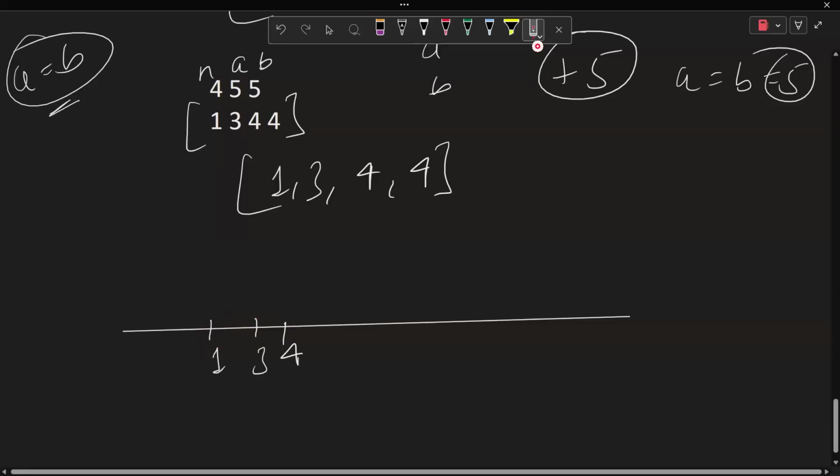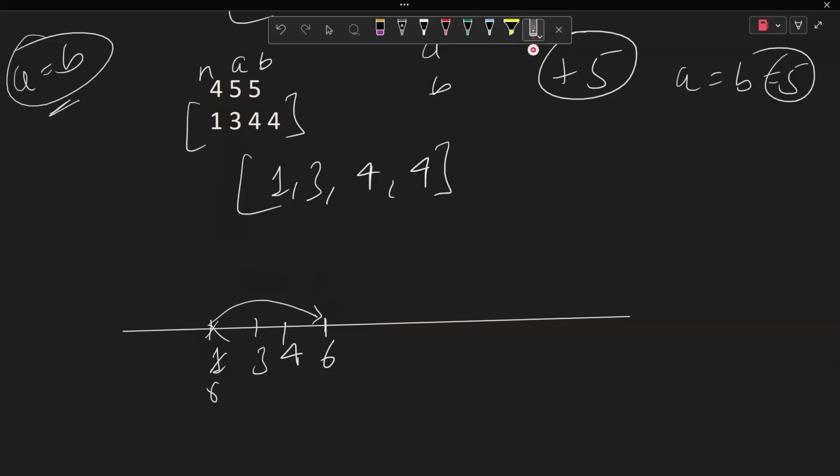Now, how can I reduce this range? Here my range was 3. If I do a plus 5 on the 1 and make it 6, I can make it jump to 6 somewhere here, and that would be cancelled. So now my range would be 6 minus 3. It would remain 3.